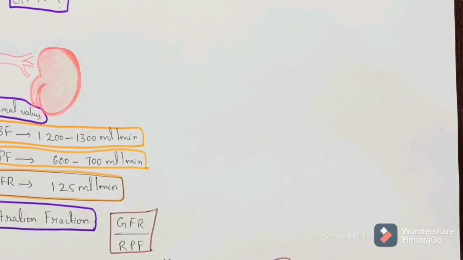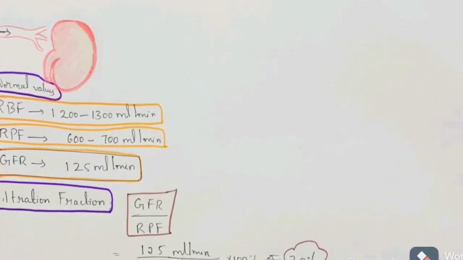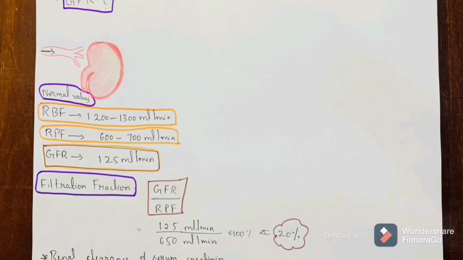Okay, then what is GFR? It is the volume of plasma filtered by all the glomeruli of both the kidneys in a given period of time. It is usually measured in ml per minute. Considering the normal condition, let us see the values. Normal renal blood flow is 1200 to 1300 ml per minute, and renal plasma flow is 600 to 700 ml per minute. So the glomerular filtration rate comes to 125 ml per minute.